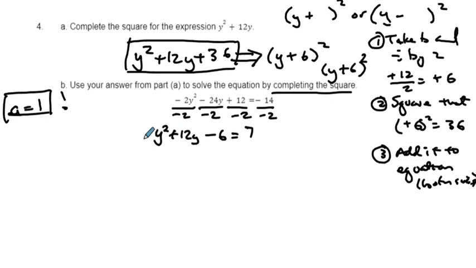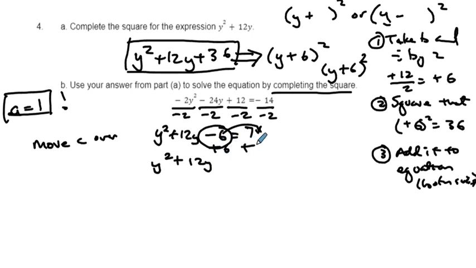Now the next step is you always move c over. We're going to move this over here because we're going to complete the square to figure out what this should be. To move it over, we just do the opposite. We add 6 to both sides, and that gives us y squared plus 12y equals 13.